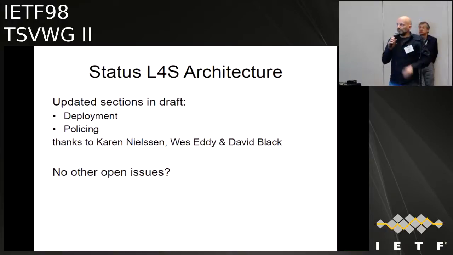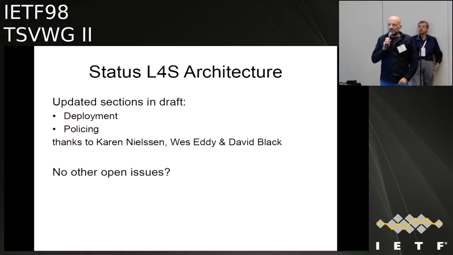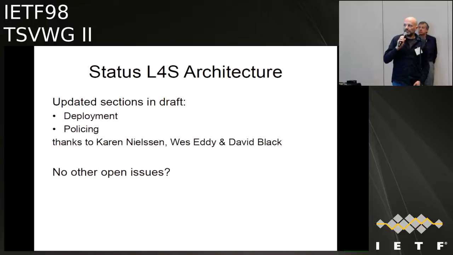So the status of the different drafts. The first one is the architecture draft. Recently a few sections have been updated. It's the deployment section, to better explain the advantages of deployability, that it's actually easy to deploy. I will go into more detail in the next slides. Also policing has been added or further explained. We thank Karen, Wes, and David for pointing that out. And at the moment, I think there are no real open issues.